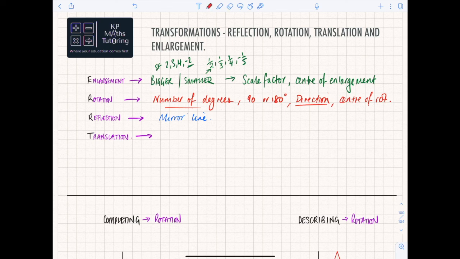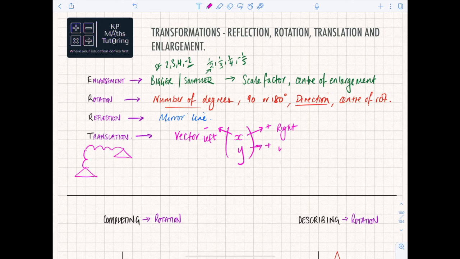And then the last one we're talking about is translation. So translation basically shifts the shape. So if I had a shape like this here, and then it ended up being down here, you're talking about how many spaces it moves left or right, and how many spaces down or up it moves. Now with this, you must have a vector. And a vector looks like this. If it's positive, it will move the shape right. If it's negative, it moves the shape left. That's the top value. So the X value tells you right or left. And on the bottom, if it's positive, it will move the shape up. And if it's negative, it will move the shape down.